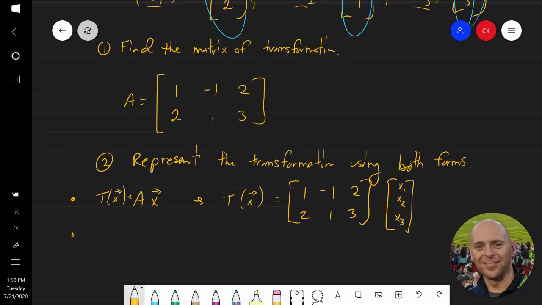And then just multiplying it up gives us the second representation for what that transformation would look like. So T of x there would then be equal to x1 minus x2 plus 2x3 and 2x1 plus x2 plus 3x3. So in that way, we can use a specific relationship that's given to us to figure out what the transformation is and represent it in both forms.